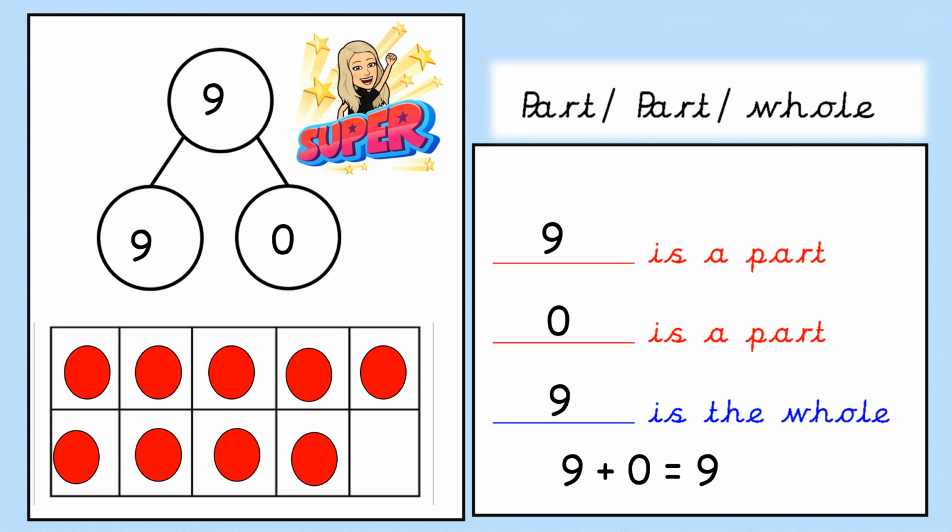Okay, so we can see that we have 9 that's a part. So 9 is a part. Now, 9 are red. How many are blue, or how many are another colour? That's right, 0. So 0 is a part, and the whole is 9. Well done. So our number sentence is 9 plus 0 is equal to 9.